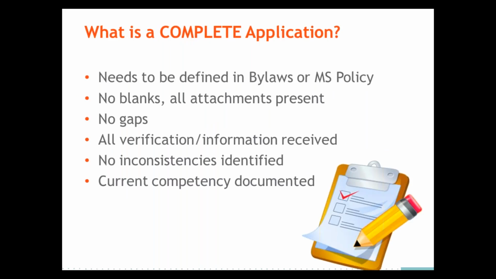When I talk about a complete application, it's one that has everything there and is ready to go to your first level of review. So what a complete application is needs to be defined by your bylaws or a medical staff policy. Usually bylaws will have some kind of language saying what things need to be complete and what things need to be provided along with an application. So there needs to be no blanks, and all attachments are present.